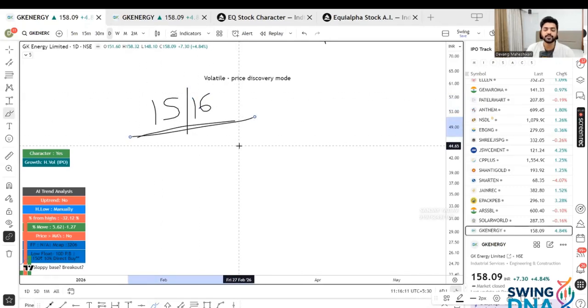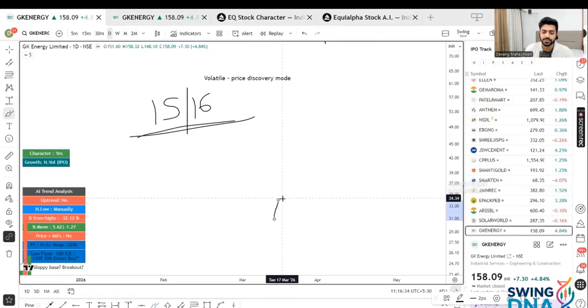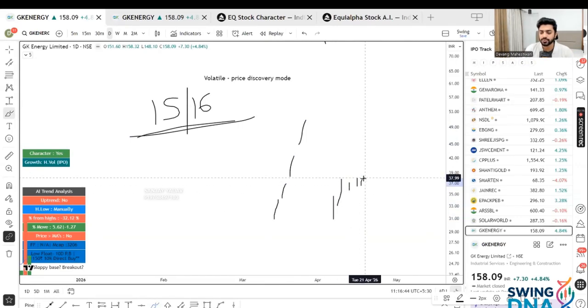The stock is simply exploring itself. The market forces are trying to determine what's there for this stock, and that makes it very volatile in nature. Typically after listing, you will find 3-4 types of price action. One is that it simply blasts: listing day, second day, third day, fourth day, simply blasted. Some stocks move up 1 day, 2 days, then take a pause of 2, 3, 4 days, and then give some move.